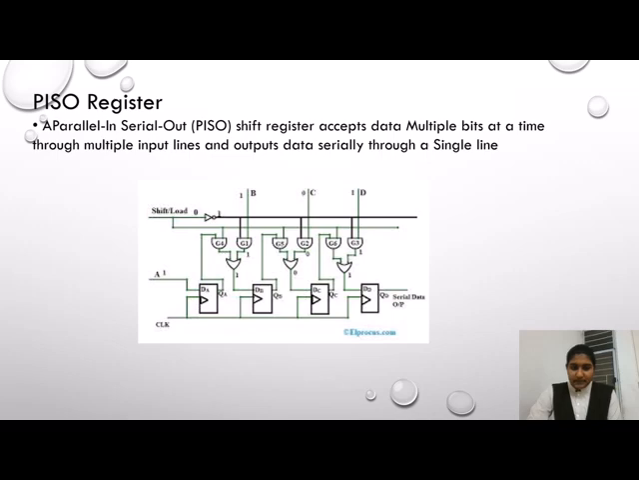Here we will see the serial output and shift load. Each gate is connected to the shift load line. You can see here, this is free in air. The inputs are connected to each gate. We can see here each input is connected to every gate.